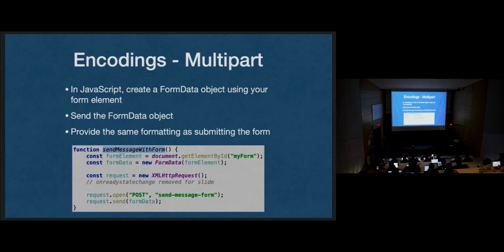So that send message with form, we're going to call this function when the form is submitted. Whenever you click that submit button, this method is called, and we don't get the usual behavior of a form, which does reload the page. With this, we're going to explicitly get the form element, create a new form data object with that element. That's going to give us all of the form data. We're going to create our AJAX request, and we'll omit all the ready state change just because it clutters up the slide. And then create a post request with that form data.